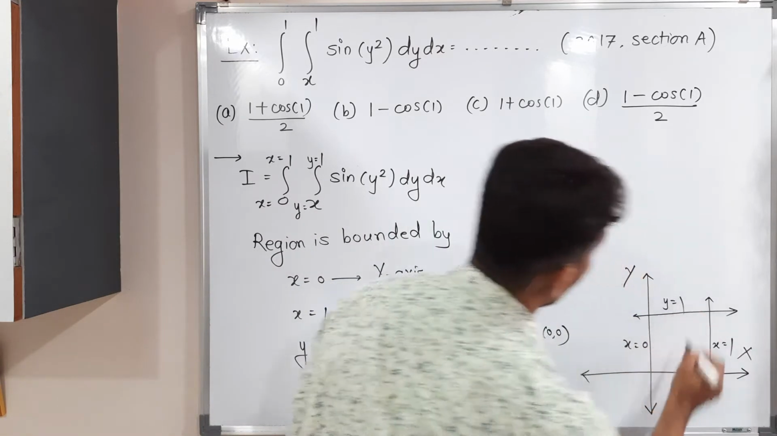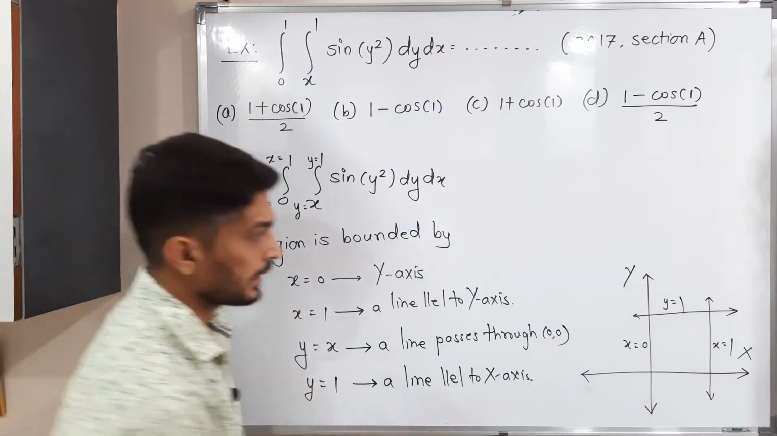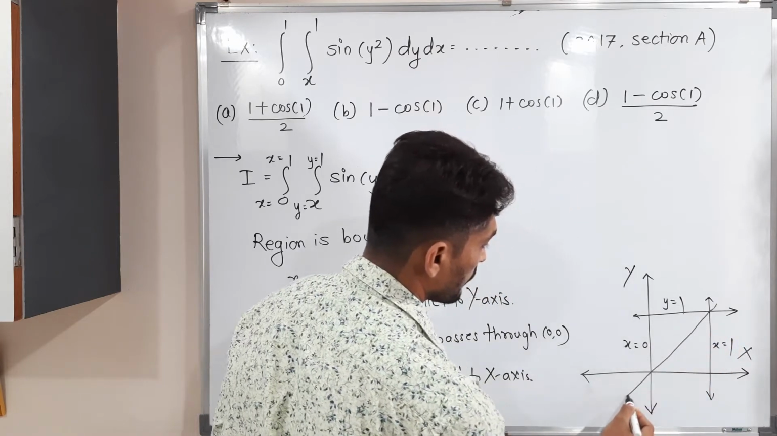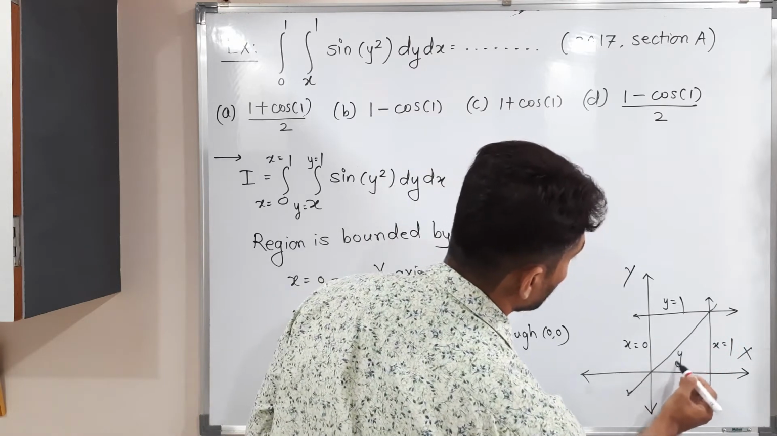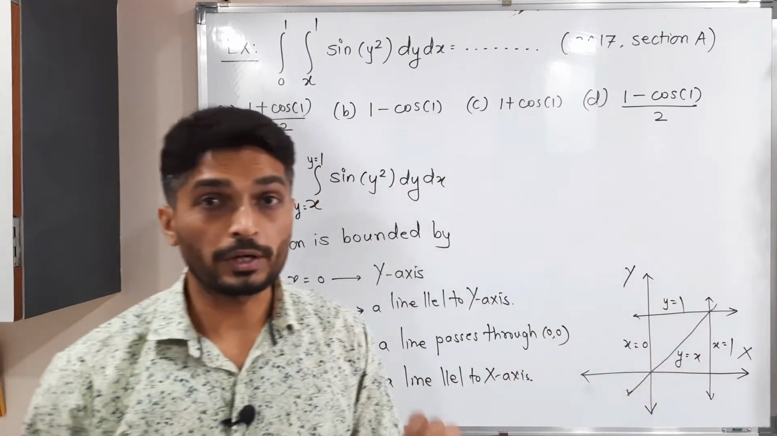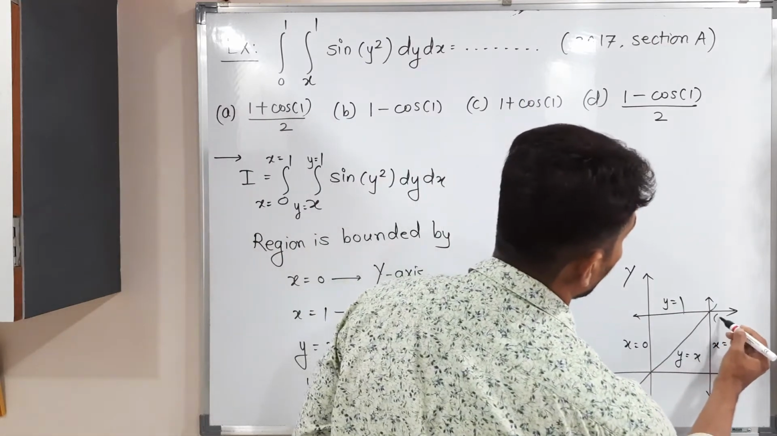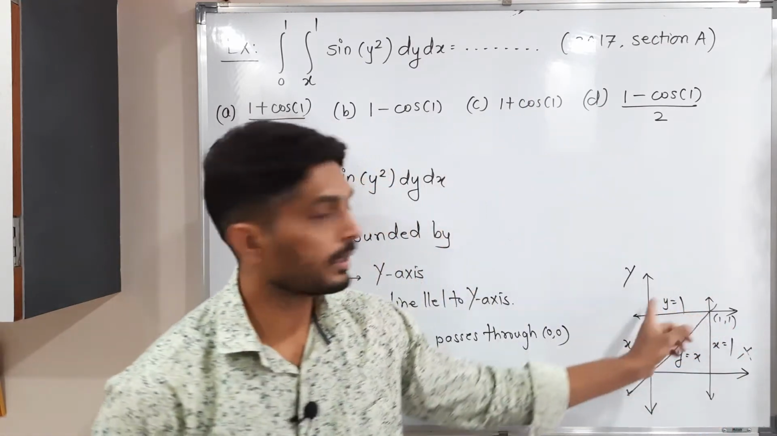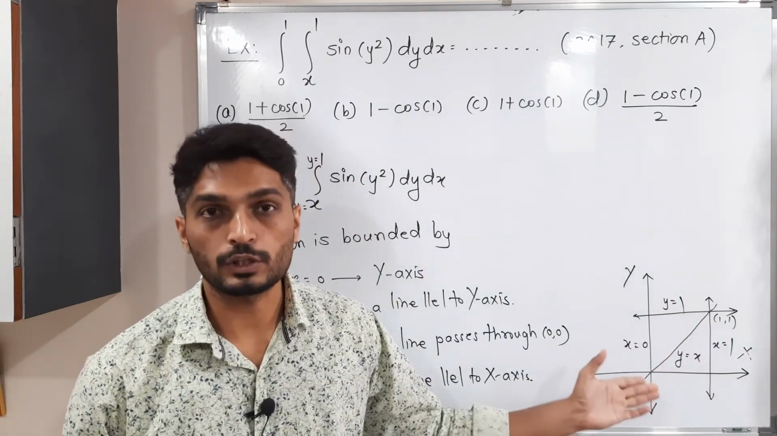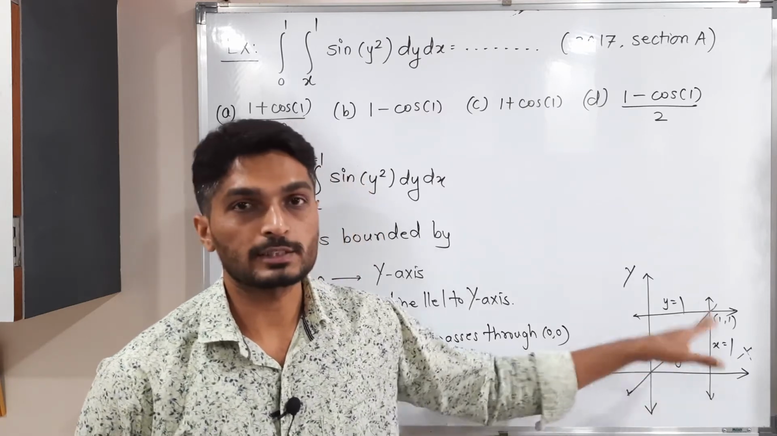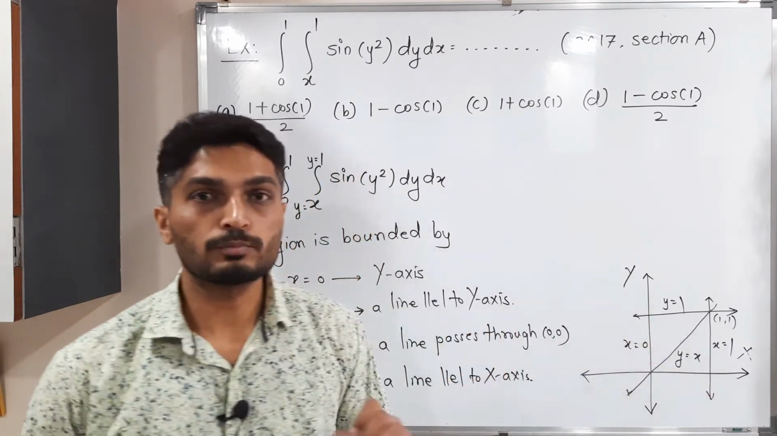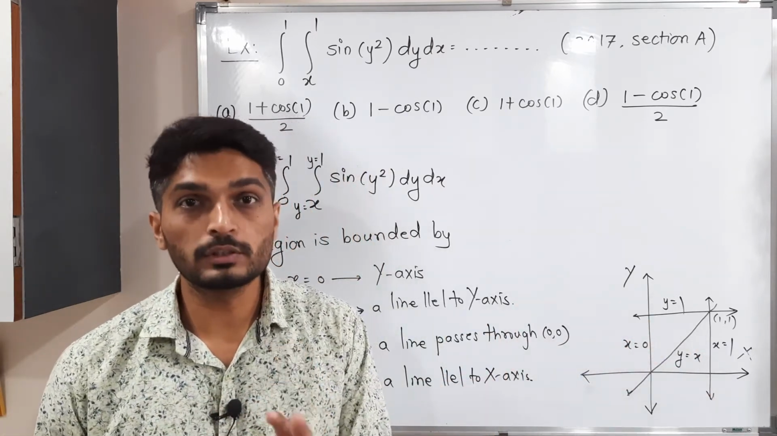Y is equal to 1 and y is equal to x, which passes through the origin. I will draw that line. So this is y is equal to x, right? 101% this line passes through this point. What is the point of intersection? 1 comma 1. If you put those values here, that point will satisfy this equation. Therefore y is equal to x passes through the same point. So there are two regions we have got, this triangle and this triangle.